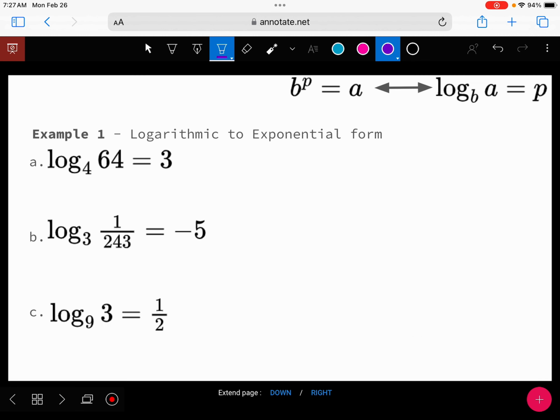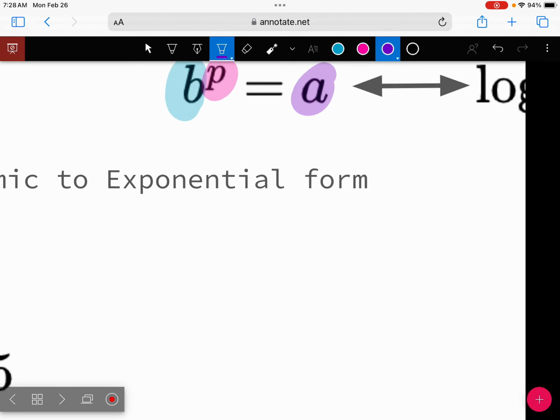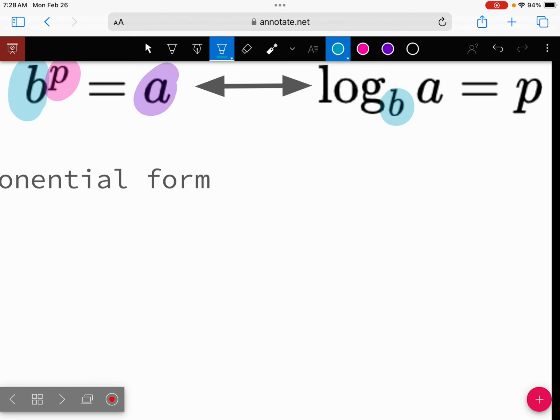So what do these look like? If I give you something like log base 4 of 64 equals 3, it looks like a whole lot of gibberish. What we're going to do is switch between the pieces. We're going to take our log base B of A equals P and put it back as an exponential.